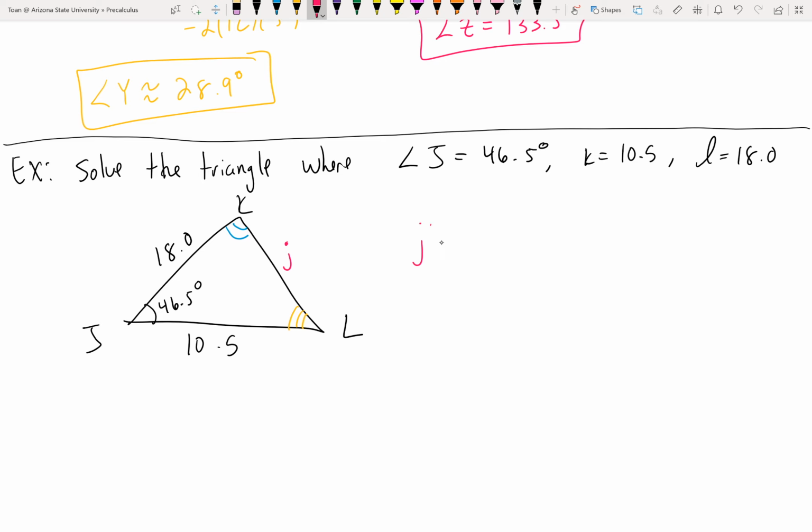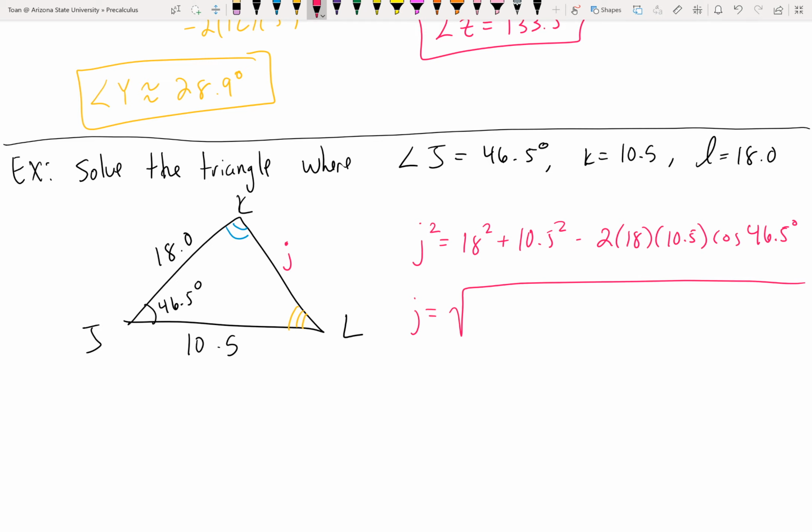So the side squared by itself equals the other two sides squared minus 2 times the other two sides times the cosine of its opposite angle, 46.5 degrees. Now this is pretty nice in that as ugly as this is, all the numbers are filled in. There aren't any variables. So to solve for J, you just quickly square root, right? As messy and ugly as it looks, we are done. So I actually like side-angle-side. It is a fast problem.